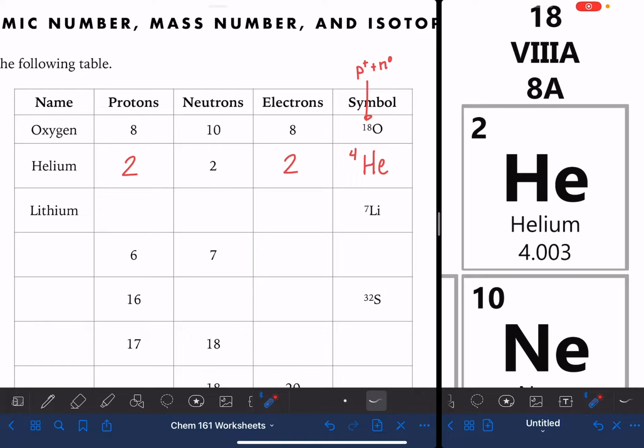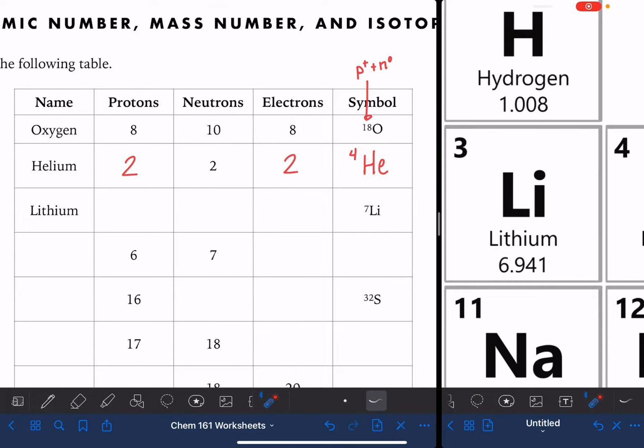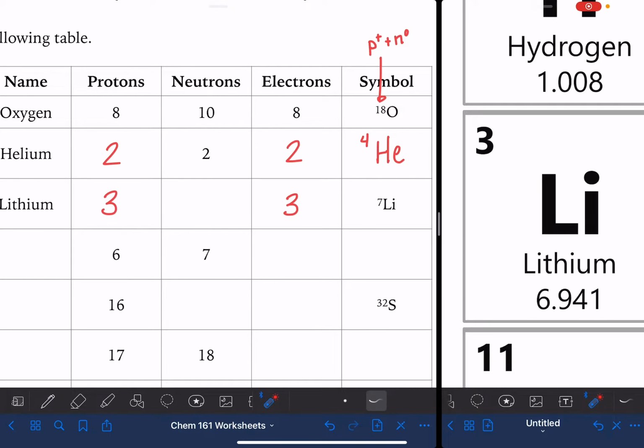For our next example, we have lithium. Lithium is on the other side of the periodic table, right here. We can see its number is 3. That's the number of protons. And remember, protons and electrons are always the same. This problem is giving us the mass number. For this particular lithium, the mass number is 7. So that means the number of protons plus the number of neutrons is equal to 7, and we can all do that math. That means it has 4 neutrons.